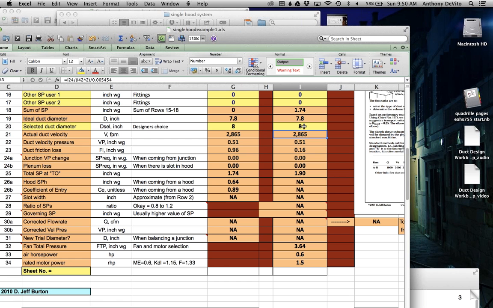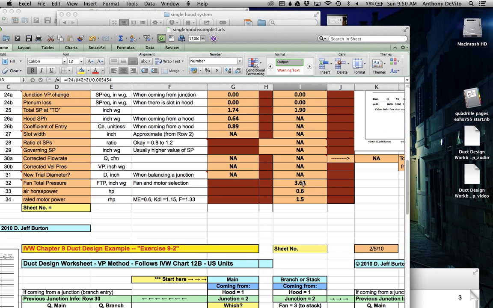8. Now, when I do that, it calculates for me the fan total pressure, the motor horsepower that I require, and the actual work in horsepower that the system is doing moving the air. This is kind of general. You could get different ratings for efficiency from a particular manufacturer, but in the text, Jeff Burton suggests you use 0.6 for the mechanical efficiency, and so on and so forth. And for the safety factor, 1.33. So you've got plenty of safety factor there. And so that's the fan that you would need: a fan that'll deliver 3.64 inches of fan total pressure with a 1.5 horsepower motor.